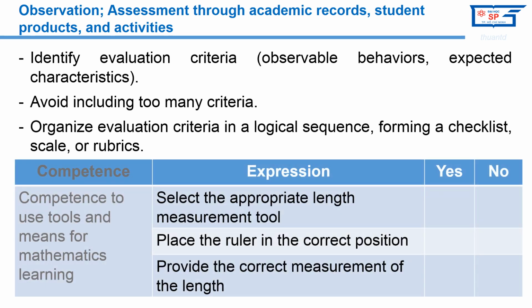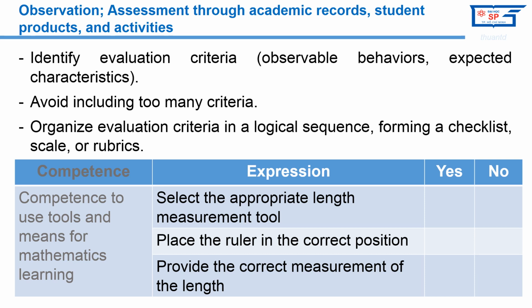For example, when organizing an activity for students to measure their head circumference to make a hat, the teacher can define some evaluation criteria as follows. Did the student choose an appropriate measuring tool? Meaning, for measuring head circumference, students should use a tape measure instead of a ruler or a rigid plastic ruler.